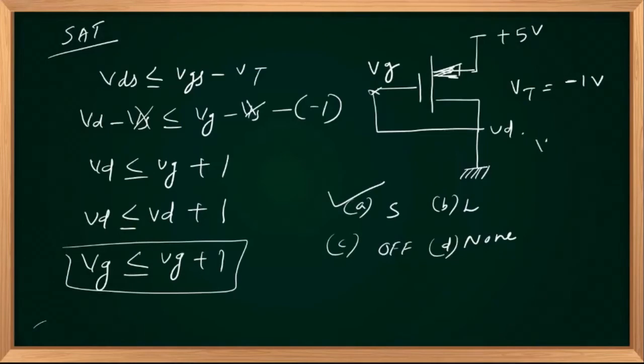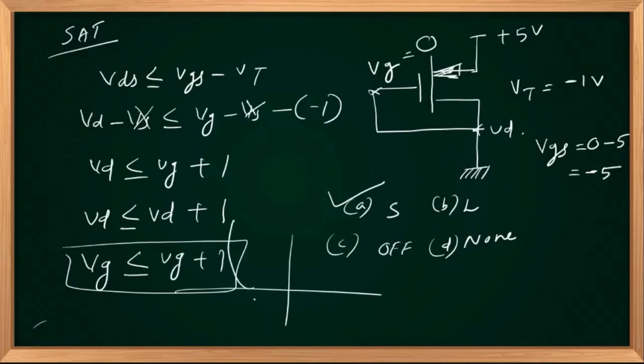Why? Its VGS is nothing but VG minus VS. VG is nothing but 0 here. So 0 minus VS, which is 5. So VGS is nothing but minus 5. And that is less than your minus 1. You're operating at minus 5. So definitely it will be in on state. Right? That was very simple.